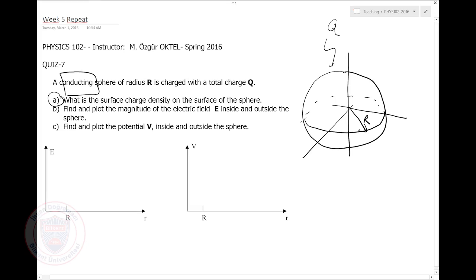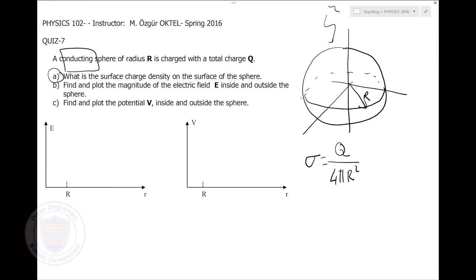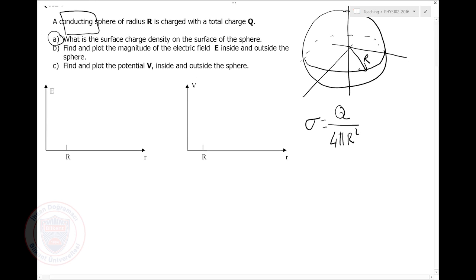And what will they do? They'll actually go to the surface, right? And this is what part A asks. What's the surface charge density on the surface of the sphere? Well, I have a total of q charge. The total surface area of the sphere is 4 pi r squared. So here I have the surface charge density, which is q over 4 pi r squared. Good. Now, find and plot the magnitude of the electric field inside and outside the sphere.